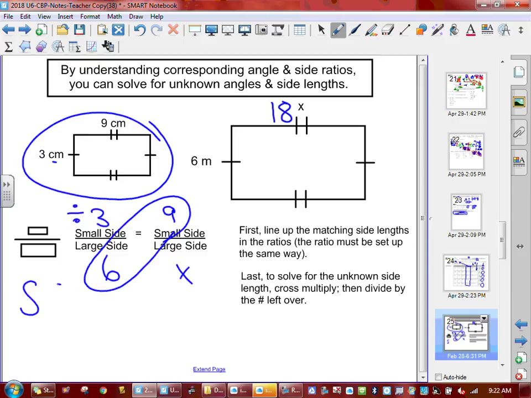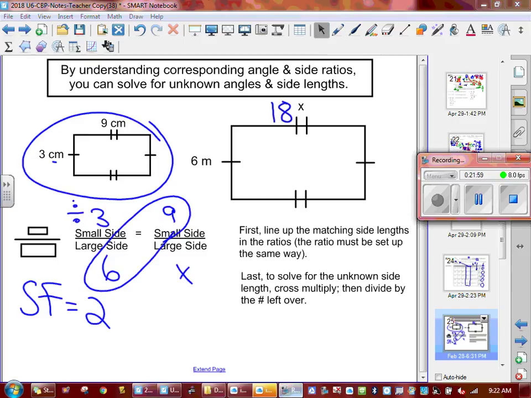So my scale factor: what did 9 get multiplied by to get 18? 2. So our scale factor is 2. This one shows you to line up your matching sides, it tells you your steps, then it says solve for your unknown by cross multiplying and dividing. So make sure you throw your X in there and show your cross multiply and divide. Any questions so far on 6.3? Okay, this concludes lesson 6.3.